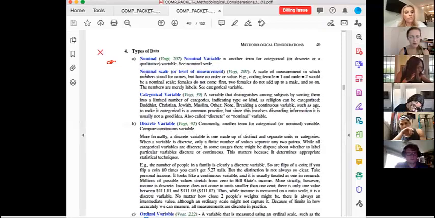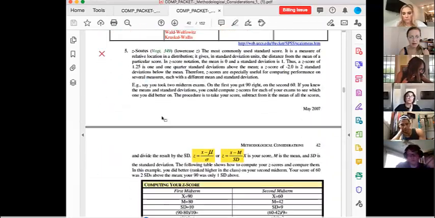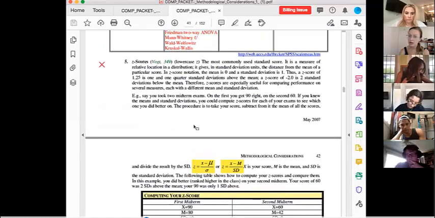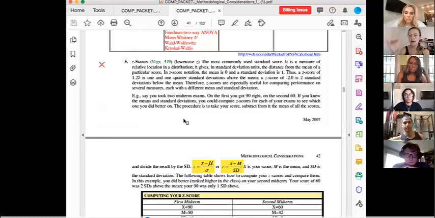We have a repeat of the different kinds of data. What is a z-score? How does a z-score relate to a normal distribution? If I tell you that somebody has a z-score of 1, would you know where that falls on a normal distribution?